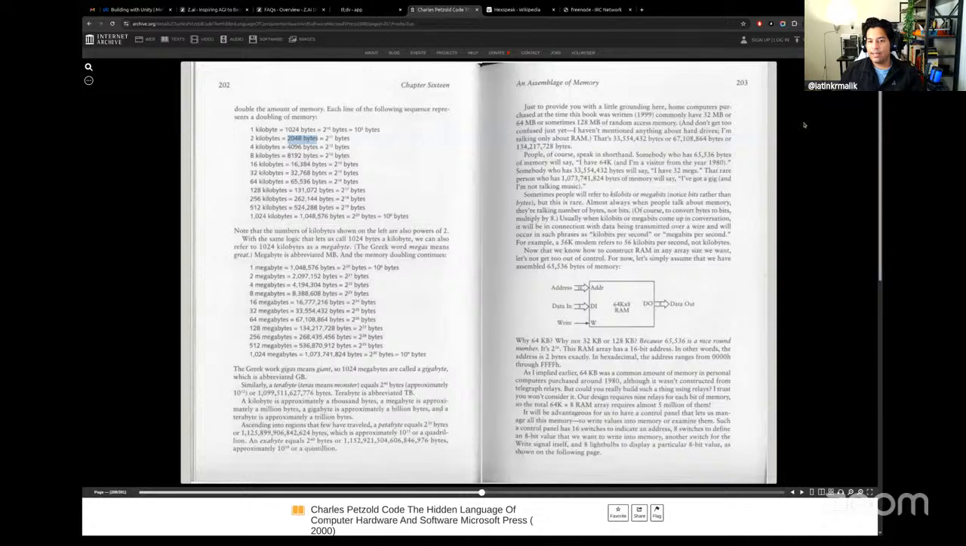Just to provide you with a little grounding here, home computers purchased at the time the book was written, 1999, commonly have 32 MB or 64 MB or 128 MB of random access memory. And don't get too confused yet. I haven't mentioned anything about hard drives. I'm only talking about RAM.